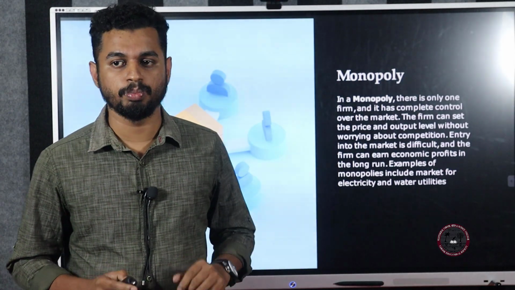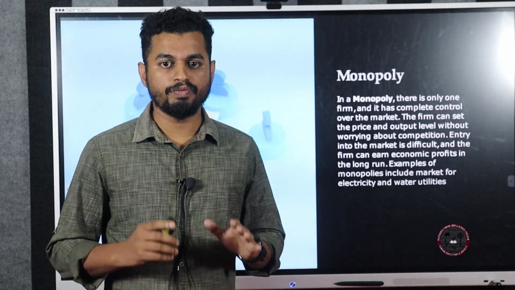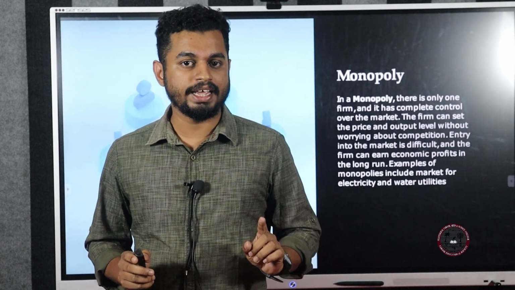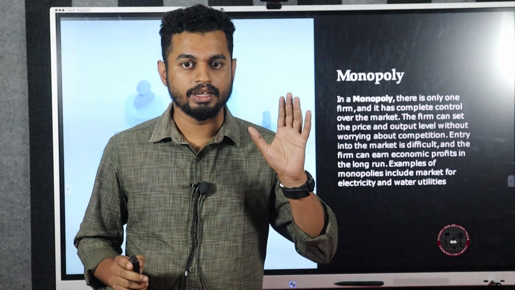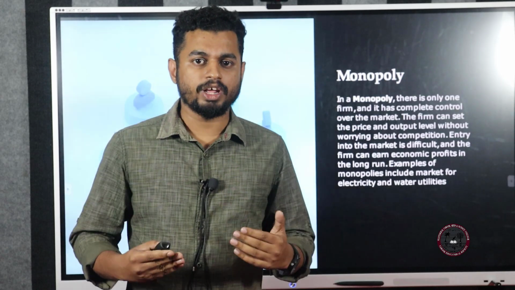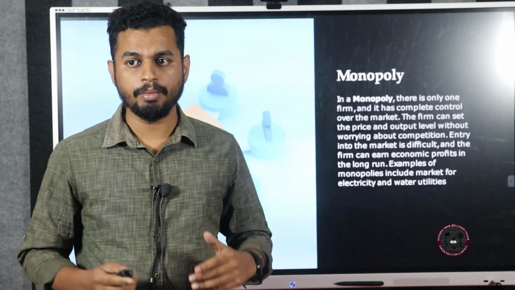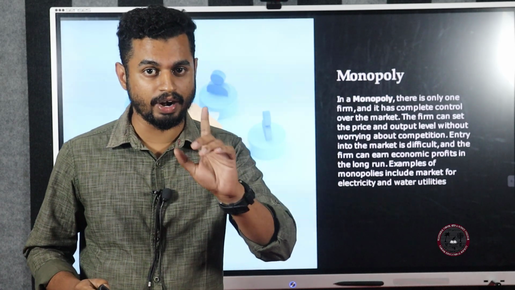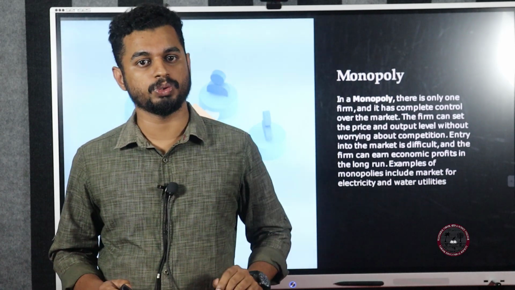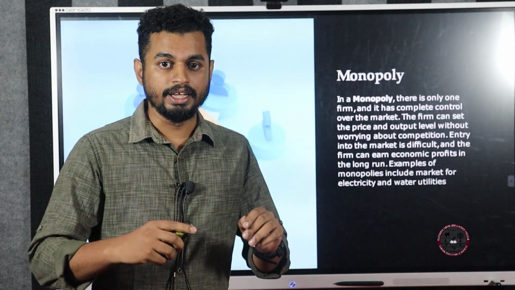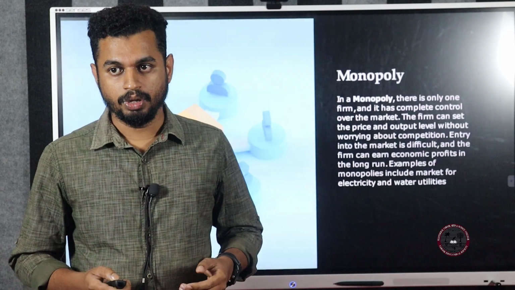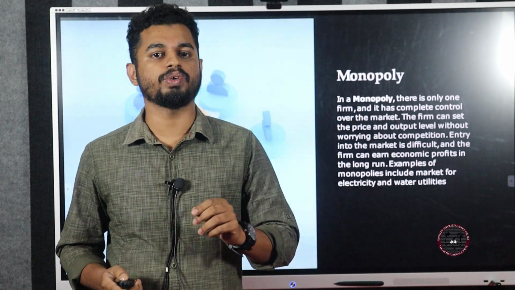The next one is monopoly. We are all familiar with the word monopoly, which means that one authority has the full power. In the same manner, we can take it into the market. In a monopoly, there is only one firm, only one producer. This producer produces a product which has no close substitute. So it has complete control over the market.